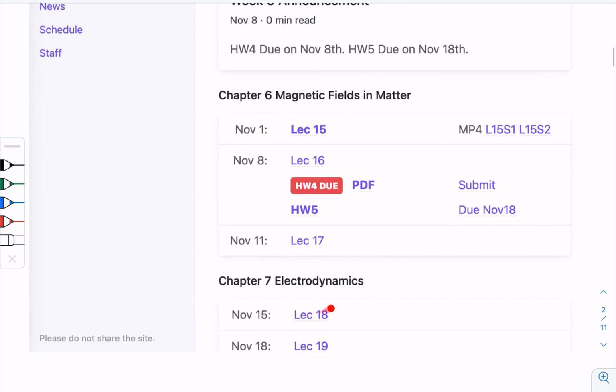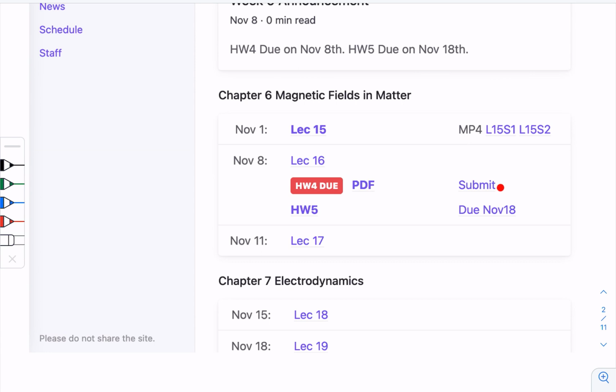So this is just the timeline of the course. You can see that we are already on chapter 6, and we will go to chapter 7 very soon, starting next week. Today we are at lecture 16, and homework 4 is due today. So please remember to submit your homework.